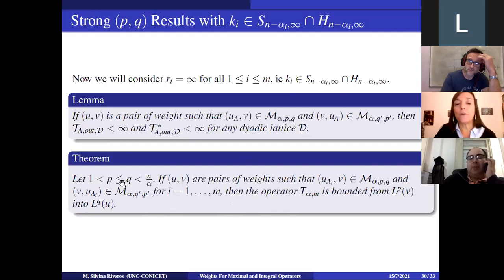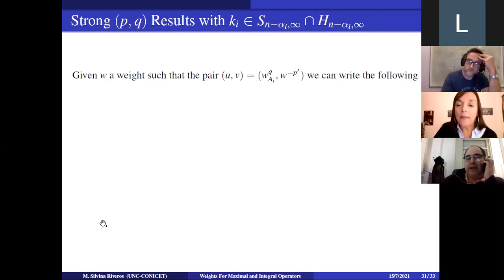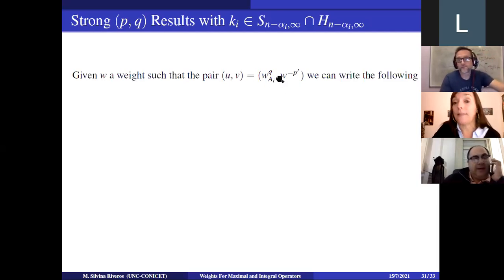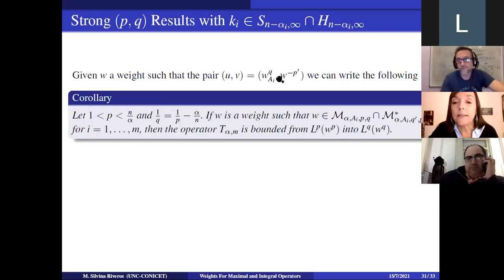So for any p less than or equal to q, we have the L^p to L^q boundedness for any b. And if we ask a little bit more, if we ask that the pair of weights (u, v) is the original one that we started with, and we ask that the weight w belongs to this intersection, then the operator is bounded from L^p to L^q.